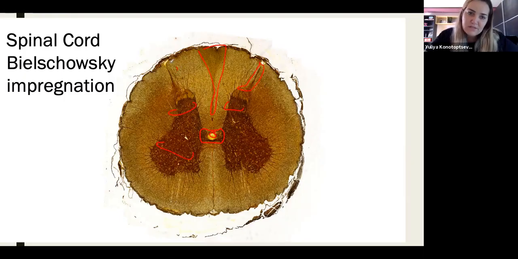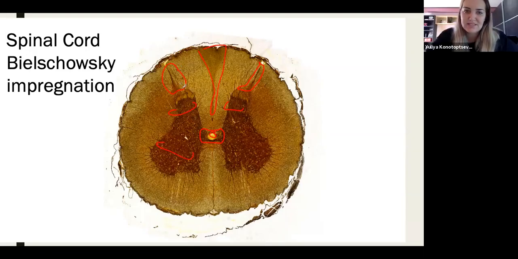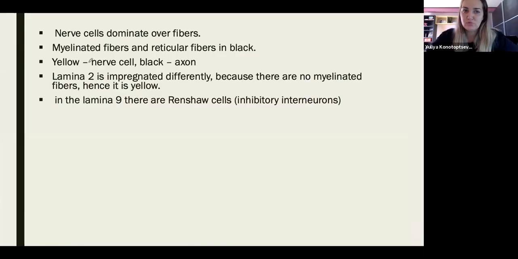You see, it's very Lissauer's. Yes, this is Lissauer's tract, which is giving all of the sensory input to these laminas right here. You can clearly see that the purpose of this slide is to show you these laminas because they stand out. Do you see? They do not impregnate the same as the rest of the tissue. These laminas are lamina number 1 and 2, so you have to remember them.